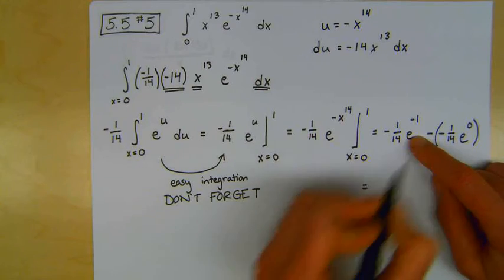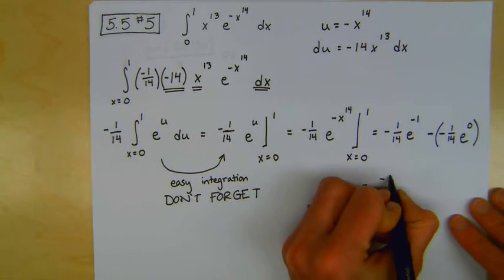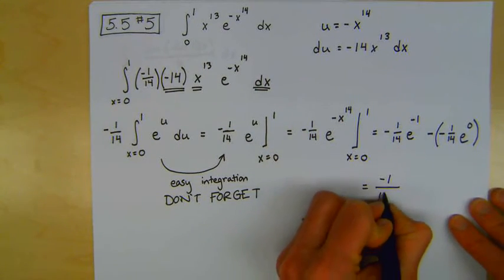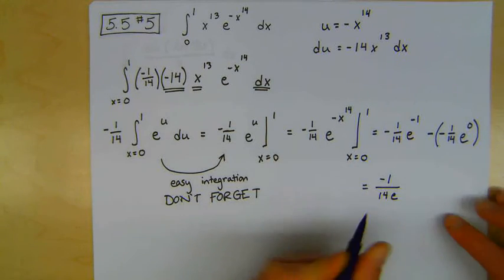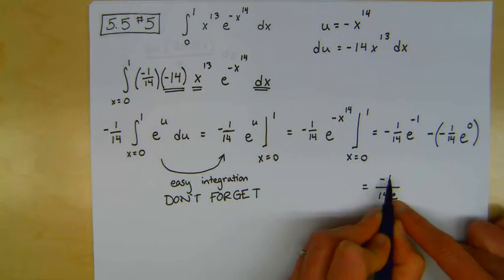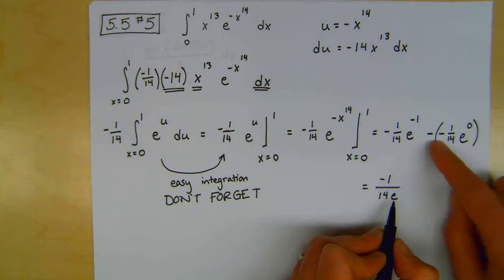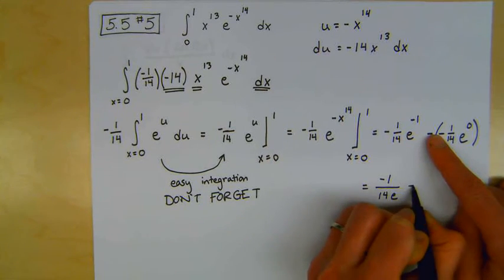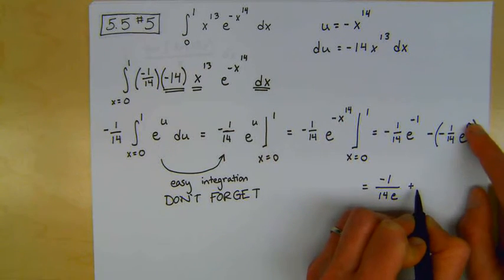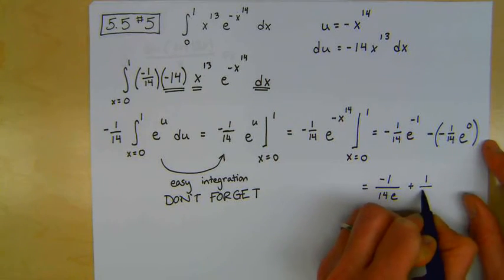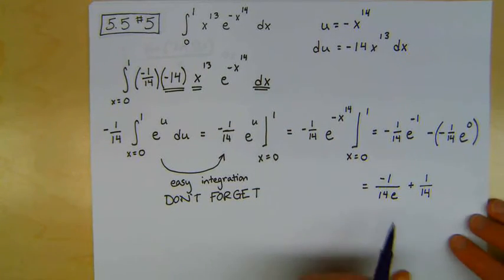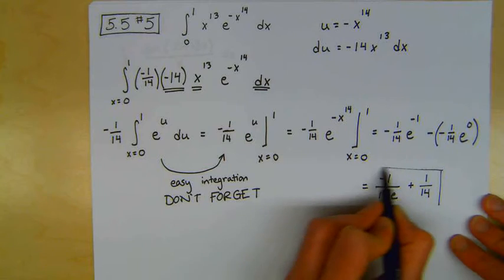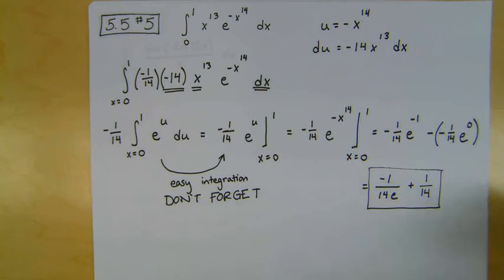Recall that negative exponents are the same thing as dividing by or multiplying by the reciprocal, so I get negative 1 divided by 14 is this first term. The minus the negative becomes a plus. E to the 0 is just 1. So this becomes my final answer. And I could rewrite this with a common denominator, or I could plug it into a calculator to get a decimal approximation.